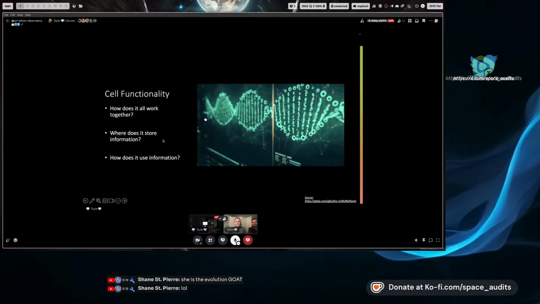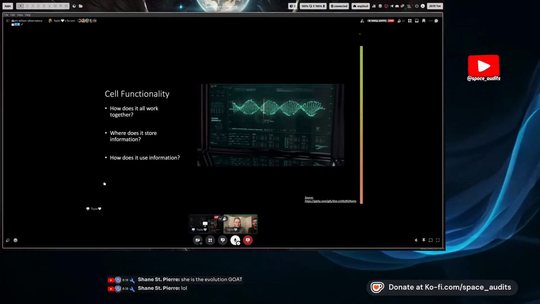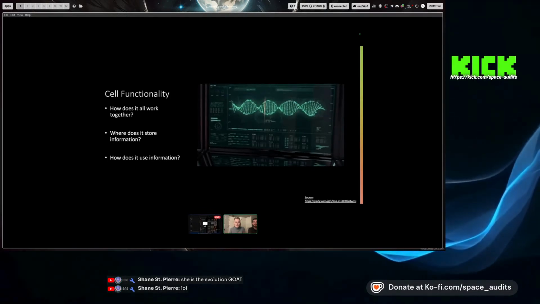All right, so now we're going to go into cell functionality. So how does the cell work together? Where does it store information? And how does it use that information that is stored?